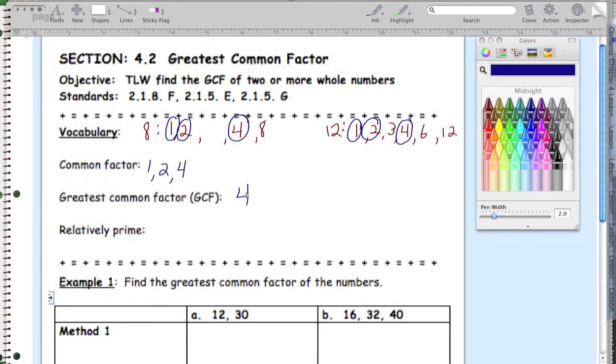And the reason you need to know this is important not only for this lesson, but later when you go to factor things out, when you're doing algebra and all the way up, you're going to need to factor. You need to find the greatest common factor so you can factor values out.